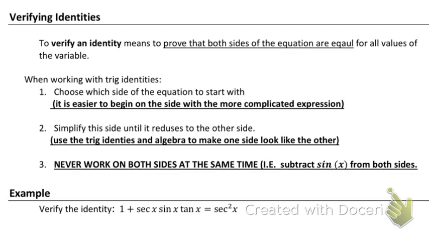Use the trig identities and algebra to make one side look like the other. That's what we're saying. Never work on both sides of the equation at the same time, i.e., you're no longer allowed to subtract a value from both sides. You're not allowed to multiply both sides by 2. You're not allowed to divide both sides by sine x. You're going to build like a wall between the two things, and you can only work on one side at a time. You can never move something from this side to that side to make it easier on yourself.